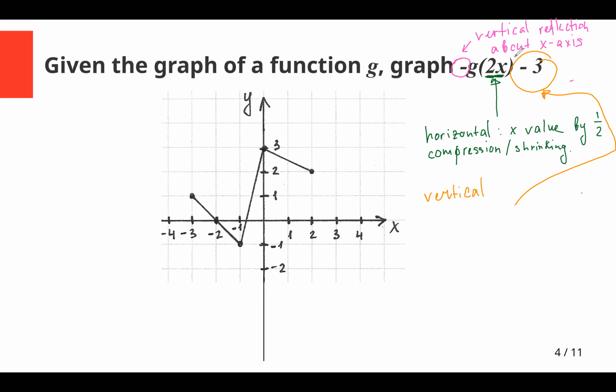Now what do? Whatever value we get here, we will subtract 3 from it. So it means that we bring it down, right? So it's a vertical shift, 3 units down.